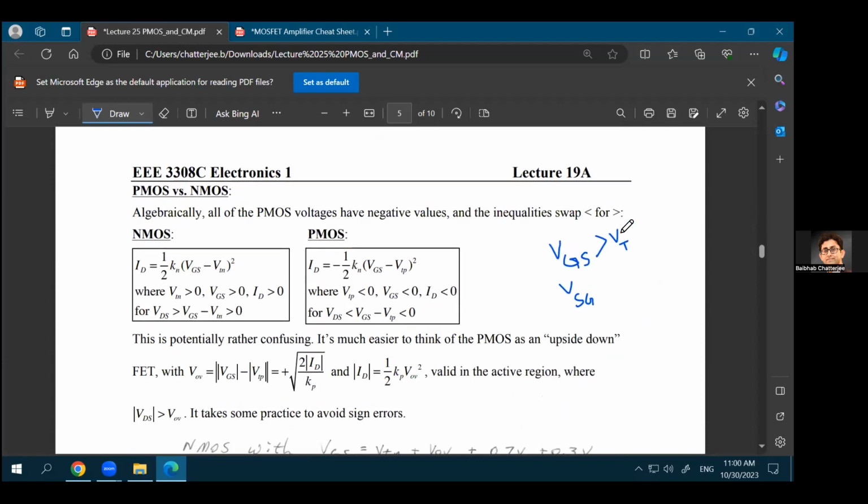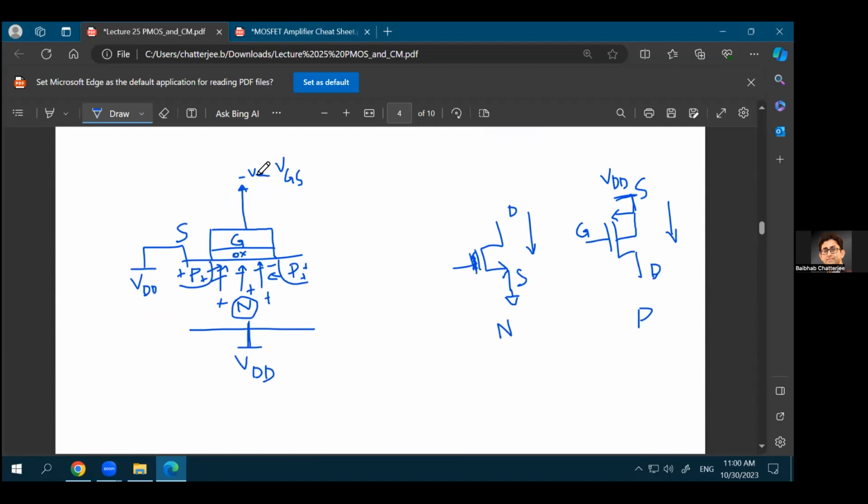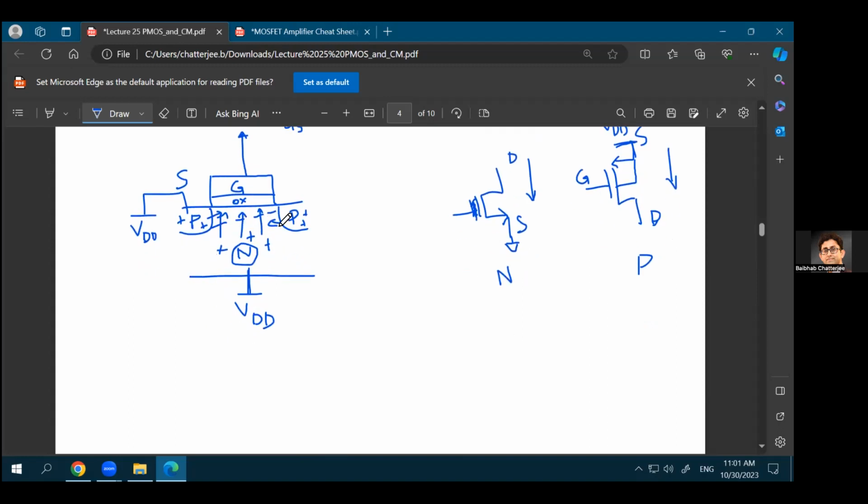So for NMOS, your VGS had to be larger than VT. For PMOS, your VSG has to be larger than the absolute value of the threshold voltage of the MOSFET. Why am I taking the absolute value of the threshold voltage? Because remember, to create a channel, you needed to apply a negative voltage. So the threshold voltage for PMOS is negative. The threshold voltage for NMOS was positive. Because the PMOS is a dual of it, the threshold voltage of the PMOS will be negative. And that's something we can see from this diagram, that unless you apply a negative voltage at the gate, you cannot create the channel. Right? So you have to apply a large enough negative voltage to make sure that it crosses the threshold of creating the channel.